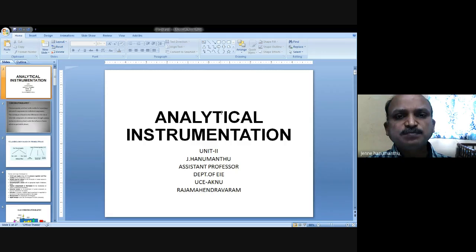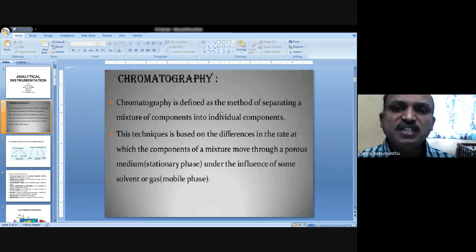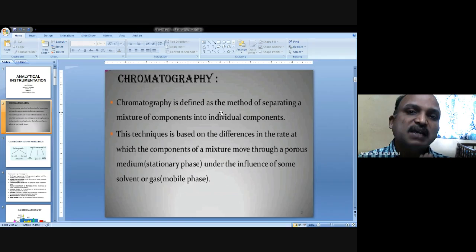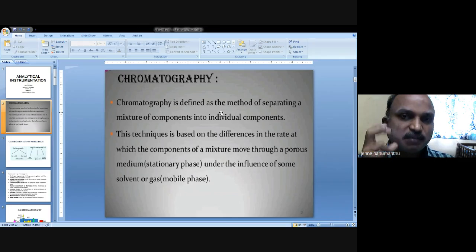Today we see the second chapter as per your syllabus, which covers chromatography and NMR. These two concepts are available in chapter 2, right? So, what is chromatography? The word chromatography is defined as the method of separating a mixture of components into individual components. Suppose you take any chemical compound, we have to separate some ions and chemical elements. That is the basic idea the term chromatography includes.